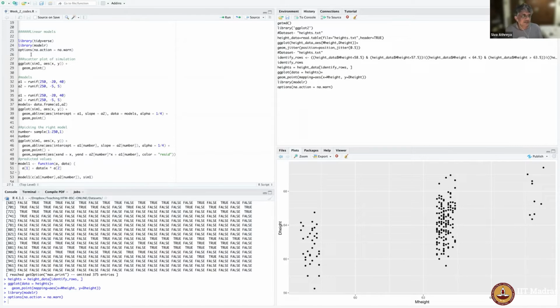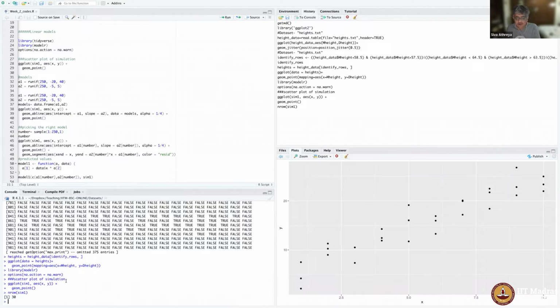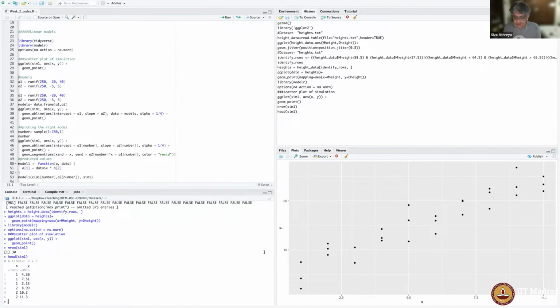The first thing I do is scatter plot sim1. It's just a scatter plot of this data set. You can do many things. You can look at nrow of sim1, and it tells you there are 30 points, and the scatter plot gives you this X and Y. You can even check head of sim1 to see what the points are like. One thing you notice immediately is the same X has three Y values.